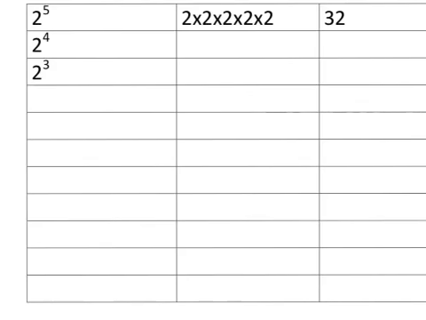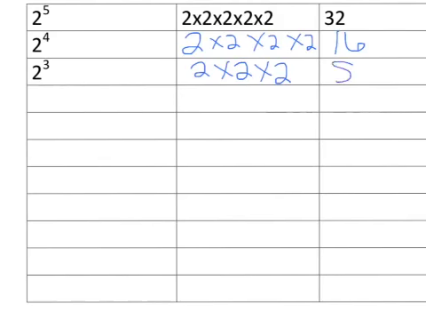So we continue to look at what happens with this pattern. 2 to the 4th would be 4 2's all multiplied, 2 times 2 times 2 times 2. If I multiply that out, I get 16. 2 to the 3rd would be 2 times 2 times 2, and that has a value of 8.